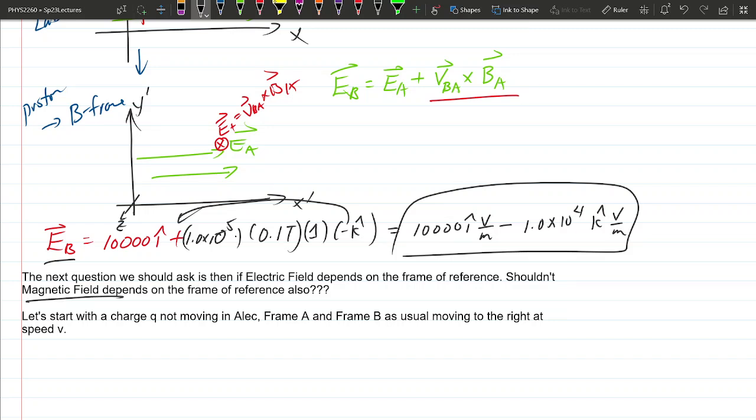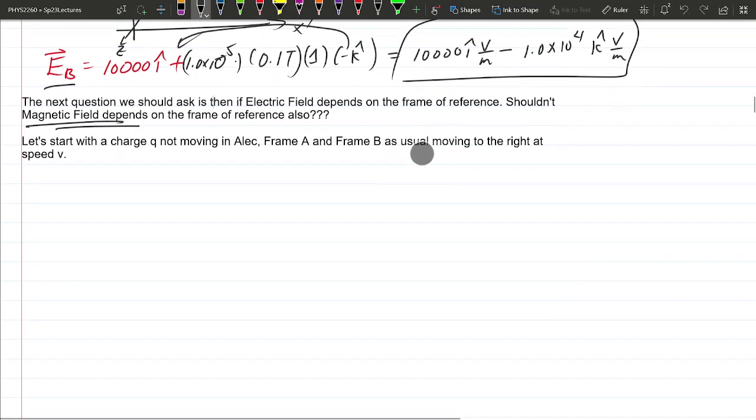You can also do the same thing with magnetic fields. The magnetic field also changes going from one reference frame to another. I'm going to do this a little bit quicker because I don't want to spend the entire lecture on it, because the math gets a little bit funkier, since we have to deal with magnetic field instead of electric field. So I'm going to go through this real quick.